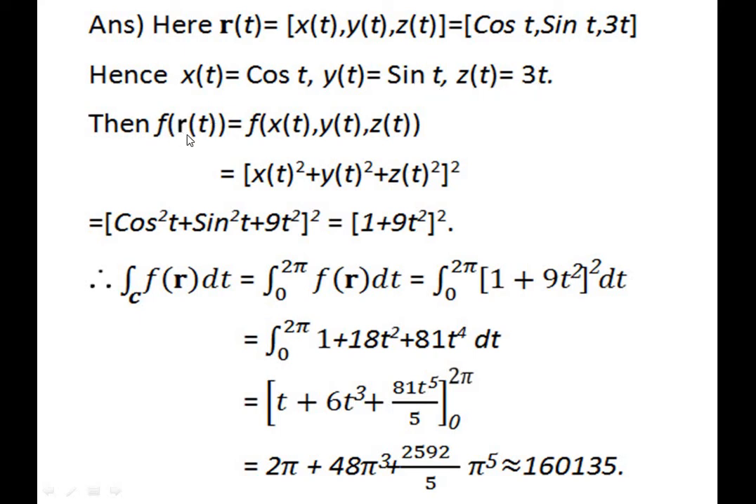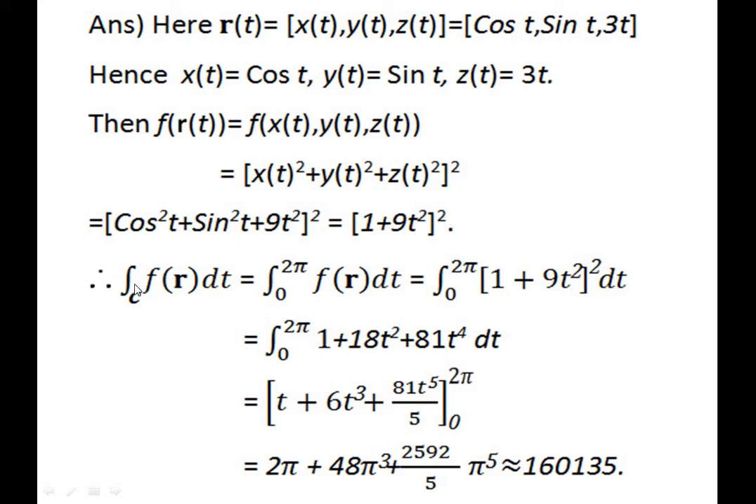Then we want to find F of r of t, that is, substituting in F: x equals x of t, y equals y of t, and z equals z of t. Then we get F of r of t equals F of x of t, y of t, z of t. We know the equation of F equals x square plus y square plus z square the whole square, so x of t square plus y of t square plus z of t square the whole square. We have x of t equals cos t, y of t equals sin t, z of t equals 3t. Then we get cos square t plus sin square t plus 9t square the whole square. We know cos square t plus sin square t equals 1 in trigonometry. Then we get 1 plus 9t square the whole square.